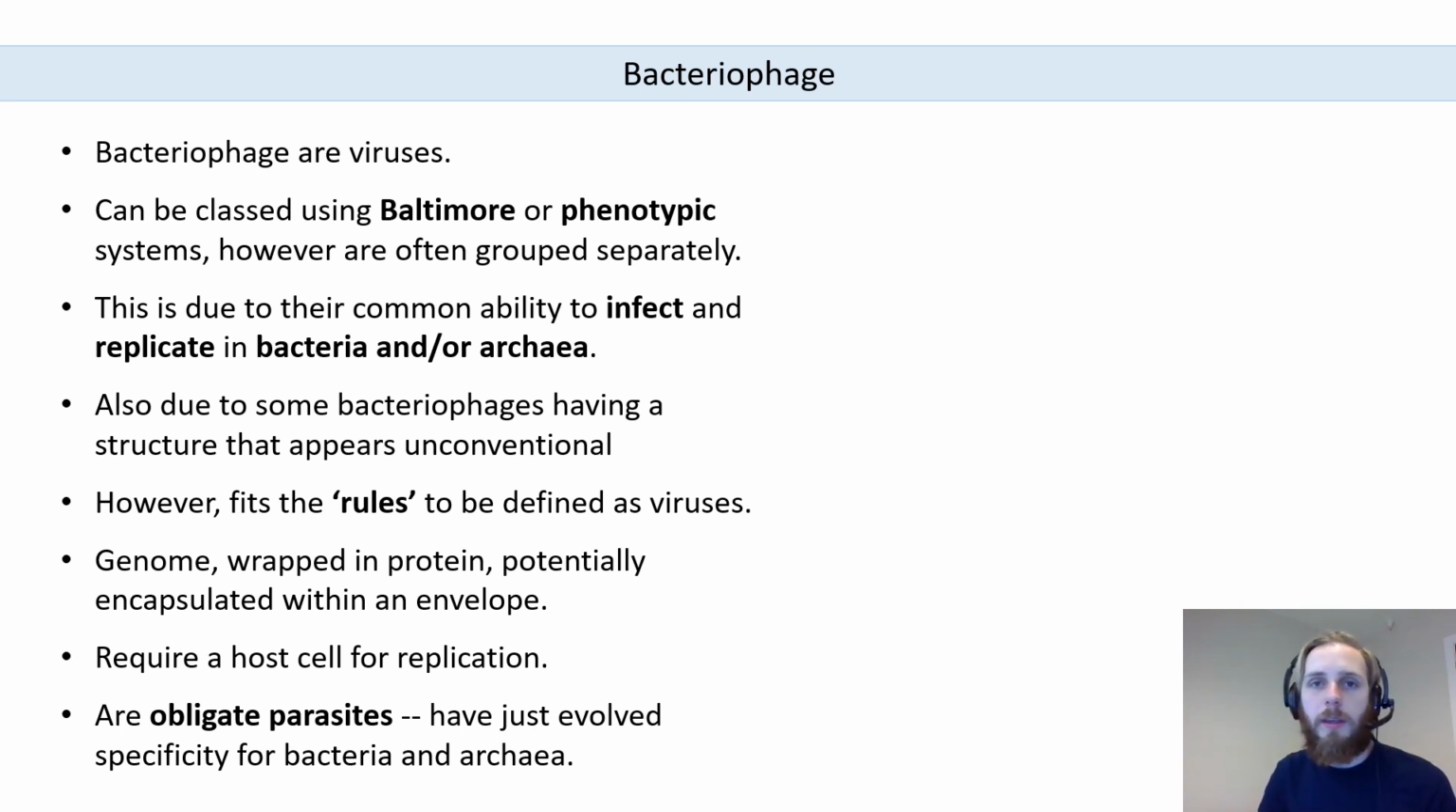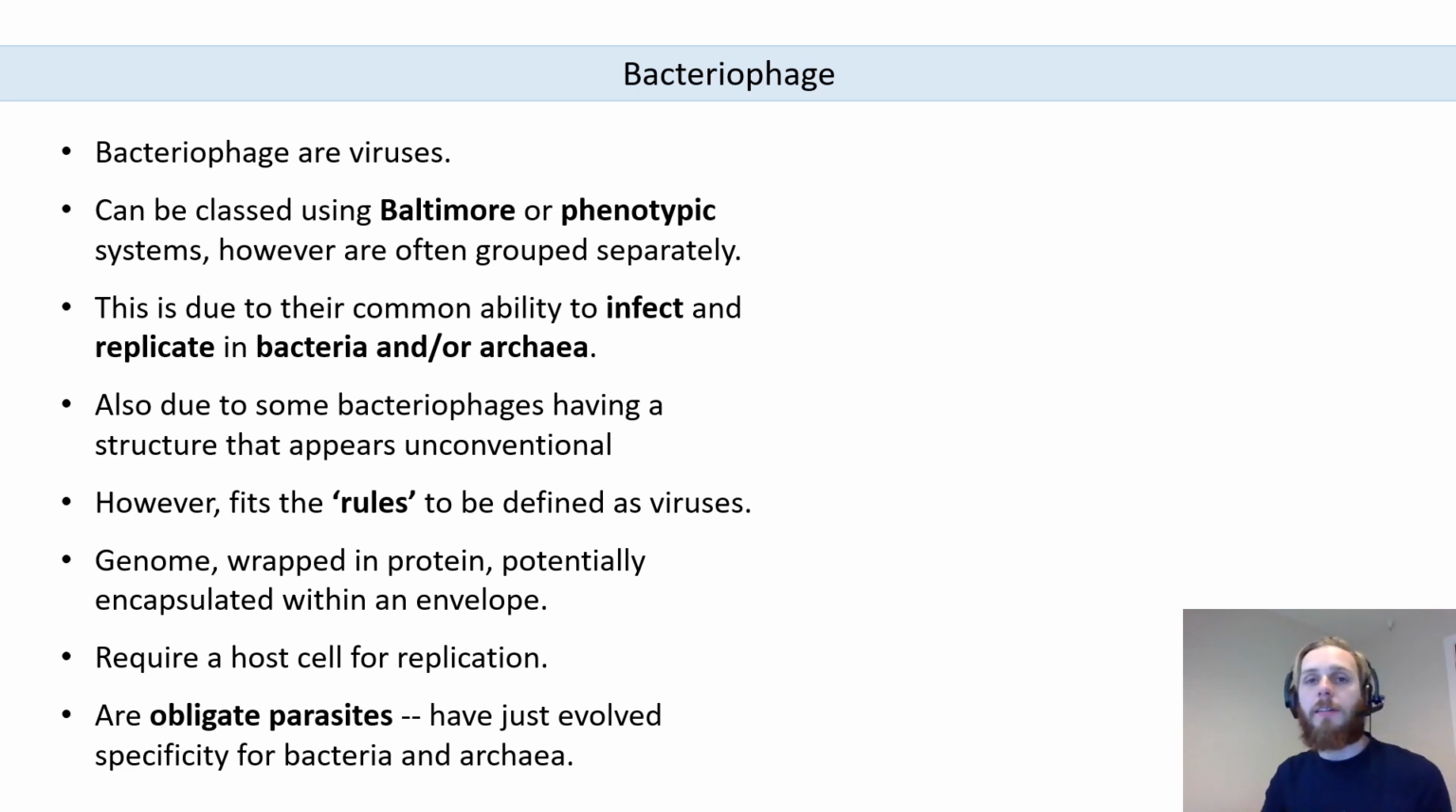We also group them together based upon a very distinct, unusual structure they have. The general structure of a virus is a genome wrapped in protein. Sometimes there's an envelope as well, but fundamentally a genome wrapped in protein. Bacteriophages fit that criteria. They do have a genome and it is wrapped in protein. However, as you'll see, the overall structure of a bacteriophage has some other elements that are quite unique, that are quite distinct, and that mean it makes sense to classify bacteriophages in a group because they have this really unique structure. So their unique structure and their ability to infect archaea and bacteria mean we group these bacteriophages together, and that group is a subgroup of viruses because they are viruses at the end of the day.